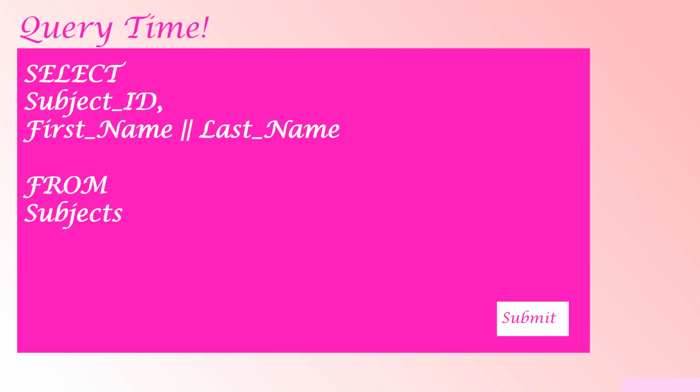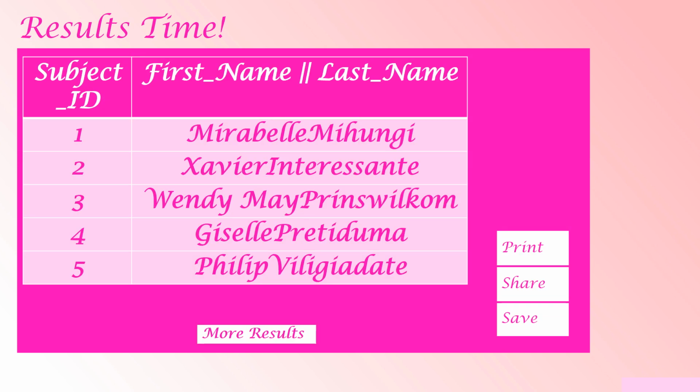So here's what using the concatenated symbol looks like. We are combining the first and last name in one column. Here's what the result set would look like. First name, last name, all together in one column, all concatenated together. If you'll notice, there's no space in between the first and last name.